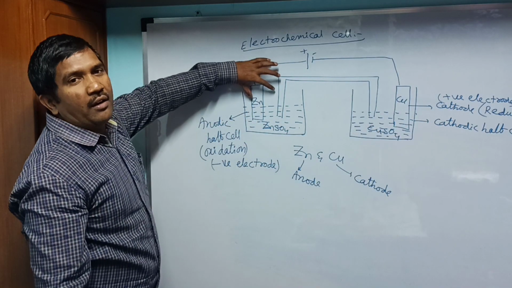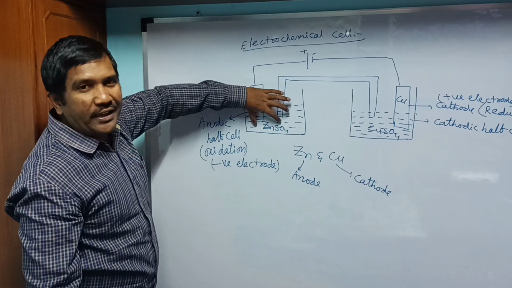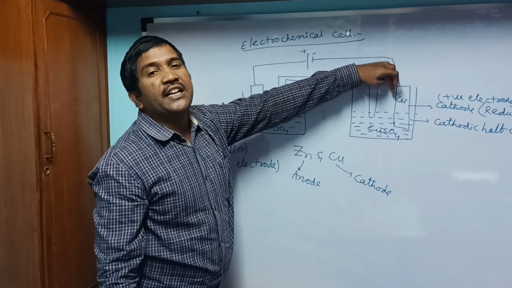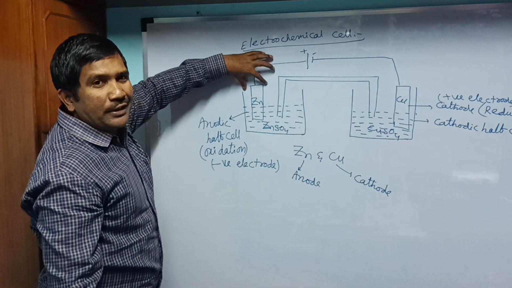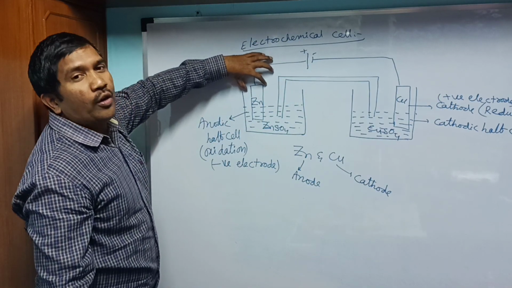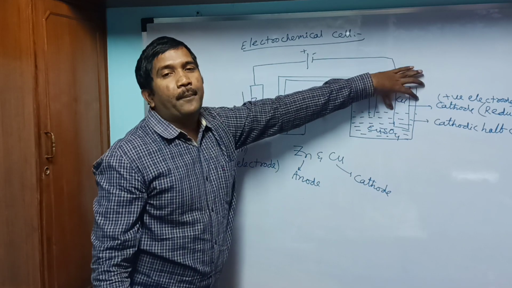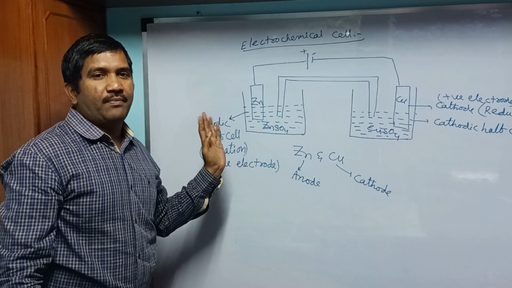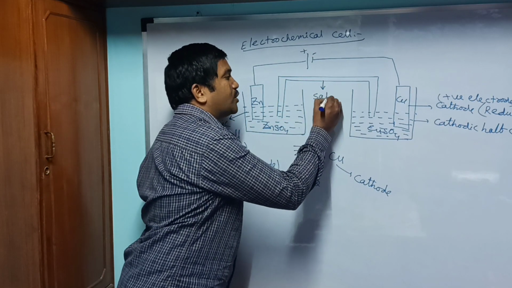Due to loss of electrons, this zinc electrode is dissolved. Due to gaining of electrons, copper is deposited on the surface of the copper electrode. Due to dissolving, the weight of the anode decreases. Due to deposition, the weight of copper increases. These two half cells are internally connected with a salt bridge.